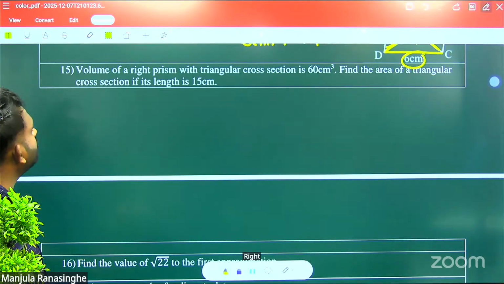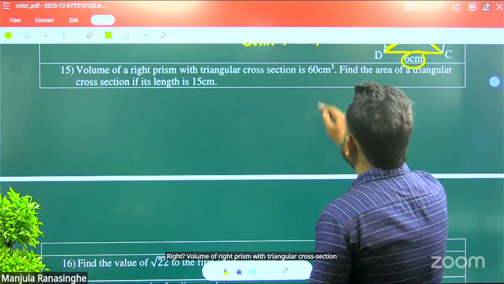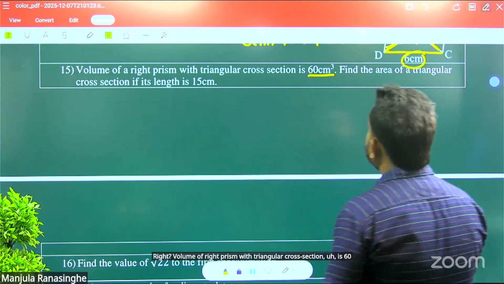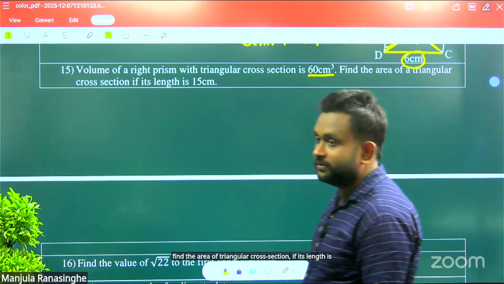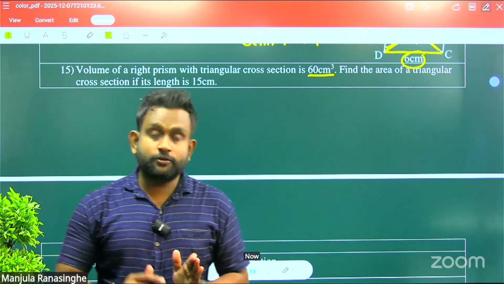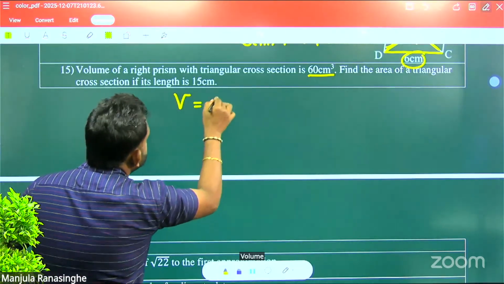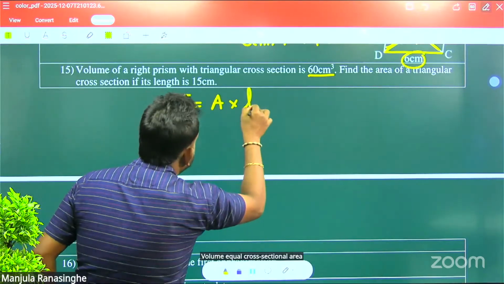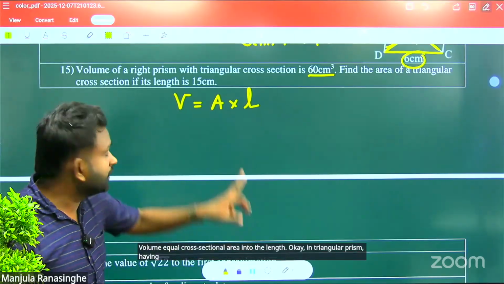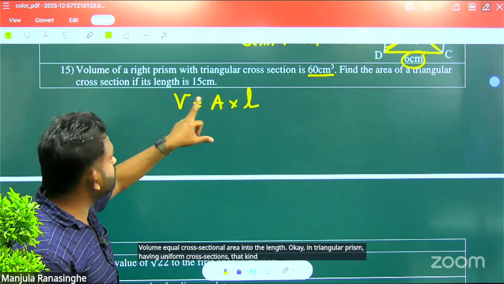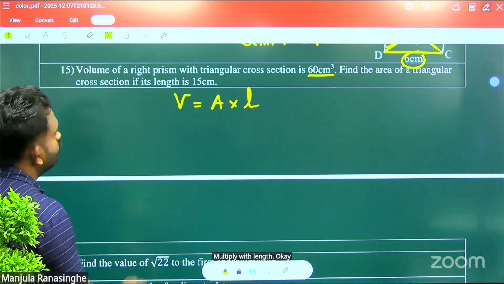Right, the volume of a right prism with a triangular cross section is 60 cubic centimeters. Find the area of the triangular cross section if its length is 15 centimeters. Now you know in a triangular prism the basic idea: volume equals cross-sectional area times length. In a prism having a uniform cross section, the volume is given by the cross-sectional area multiplied by the length.